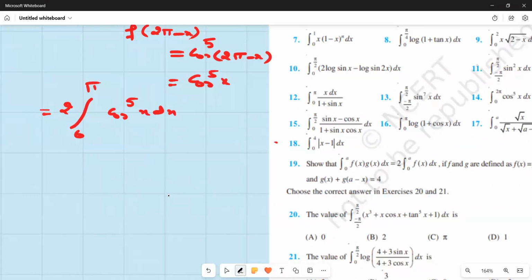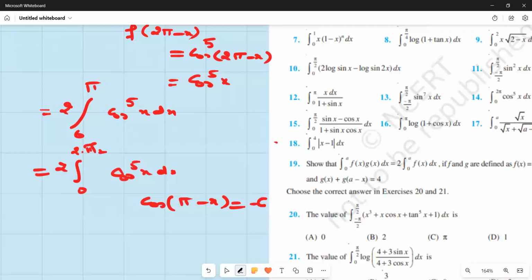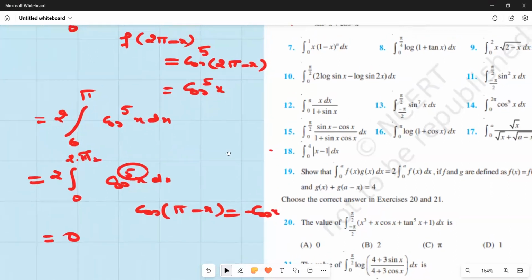Can I write 2 into pi by 2 now? So 0 to 2 into pi by 2, cos 5x dx. Right? So again, f of pi minus x. So that will be cos 5 of (pi minus x). That is minus cos x, and the power is also odd. So isn't it an odd function? So if it is an odd function, the value is 0. This answer is 0. Clear?